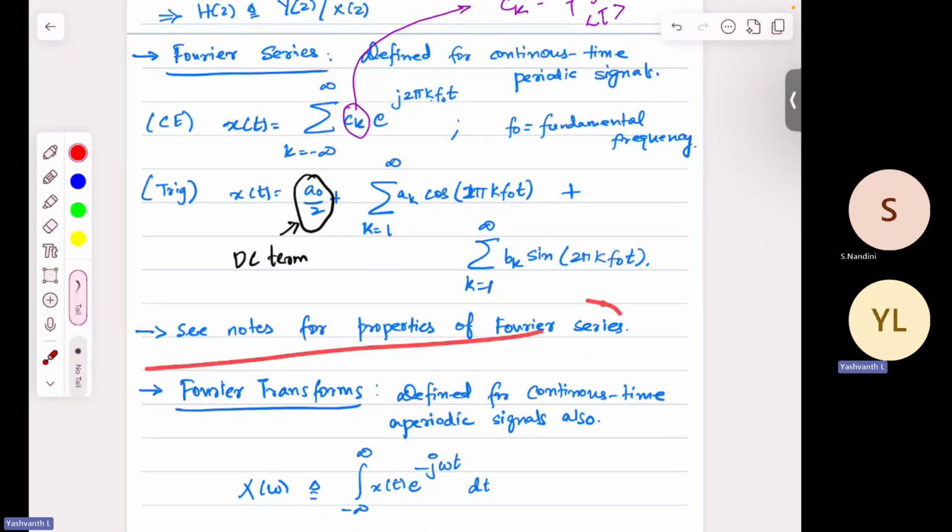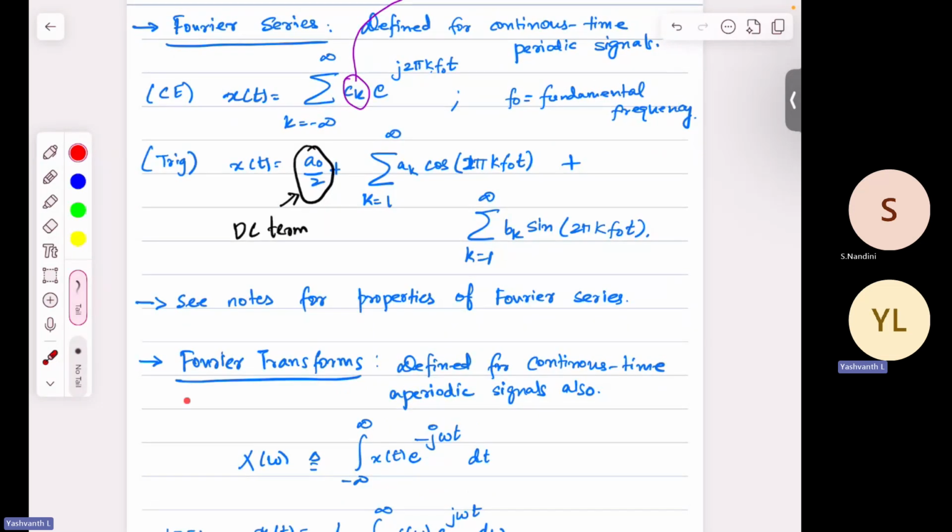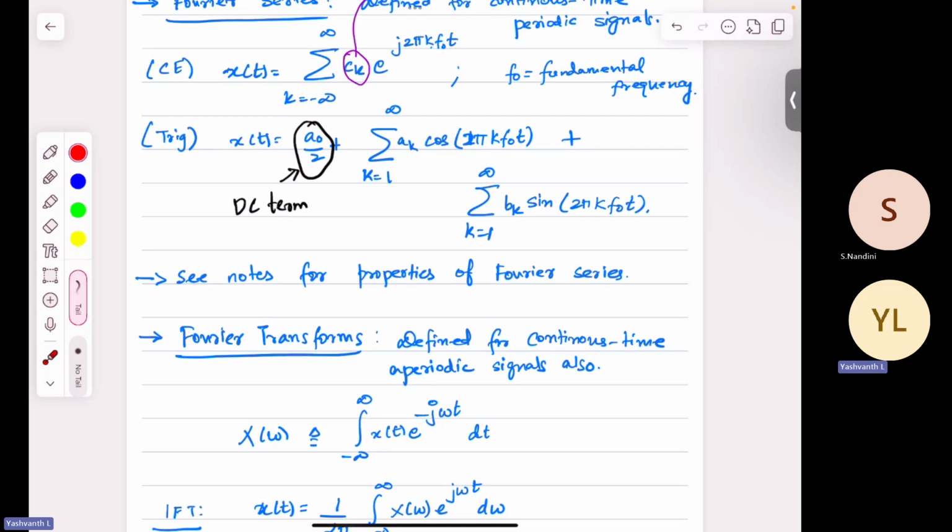Again, you see the notes for properties of Fourier series. And next, we generalize the notion of Fourier series to what is called a Fourier transform, which is defined even for continuous time aperiodic signals. Okay, not necessarily only for periodic signals. Of course, it is defined even for periodic. You can always write down the Fourier transform of a periodic signal.